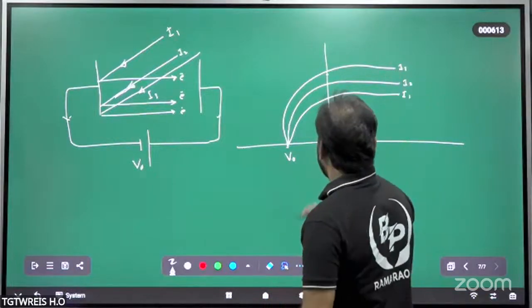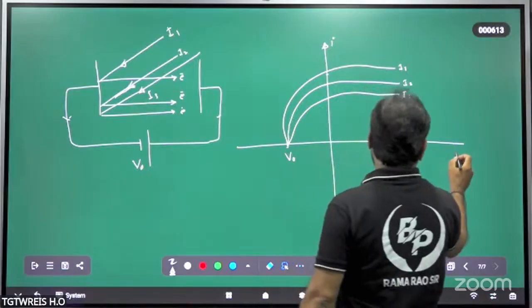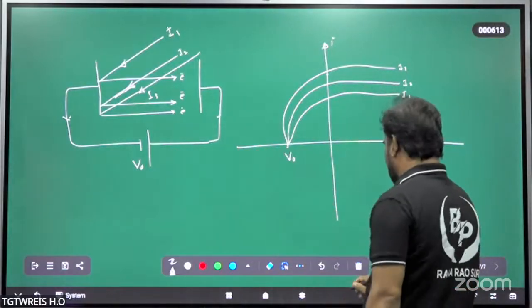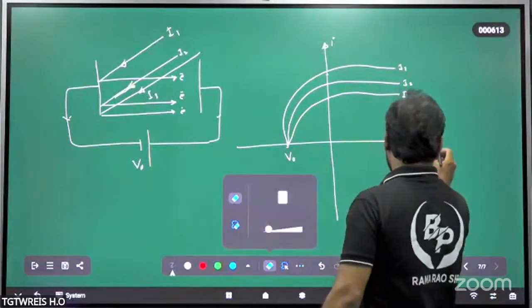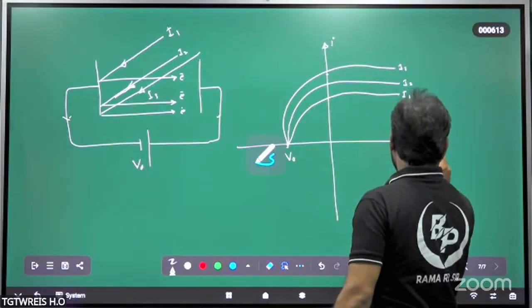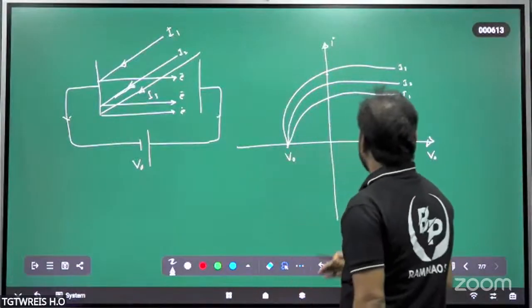These I1, I2 intensities produce different currents I across what? Across emitter and collector. Okay, is it clear? Now, this is the potential. What potential? The potential is taken on the x-axis, and electric current is taken on the y-axis.